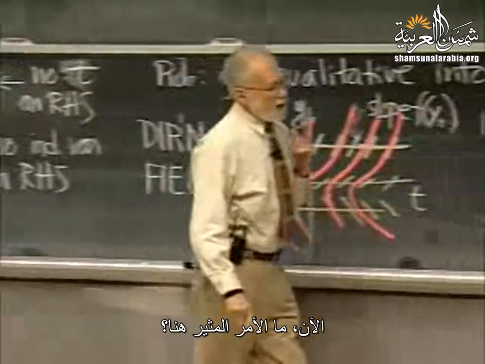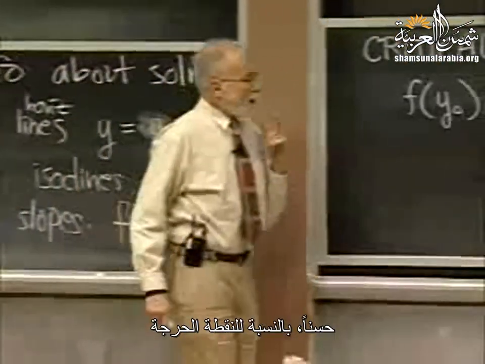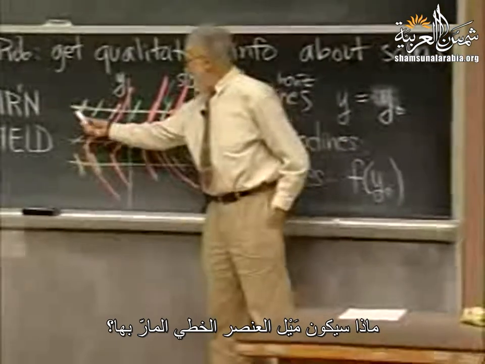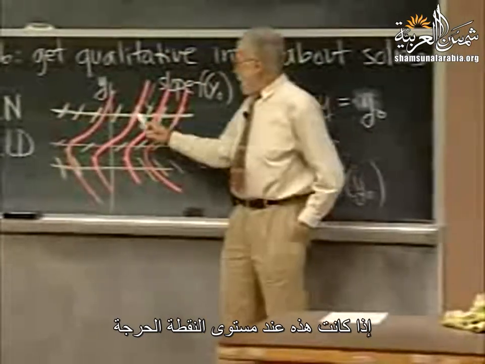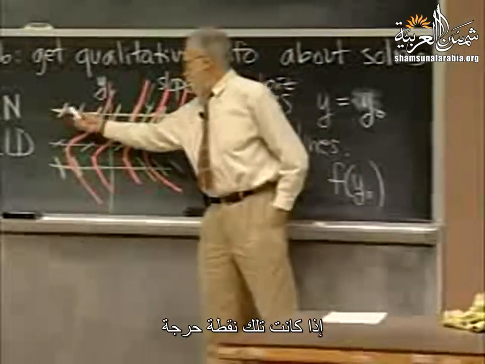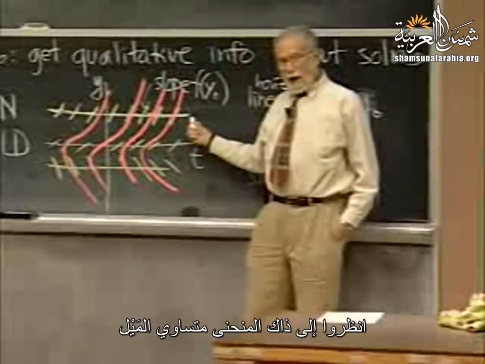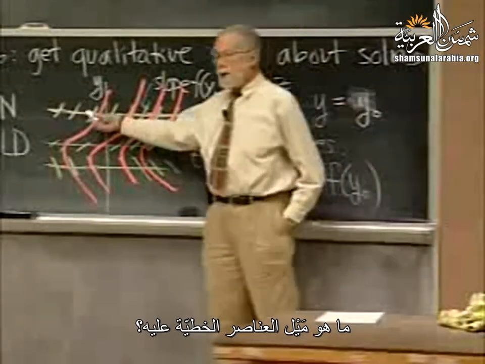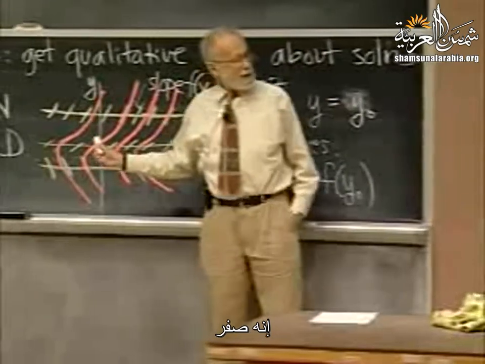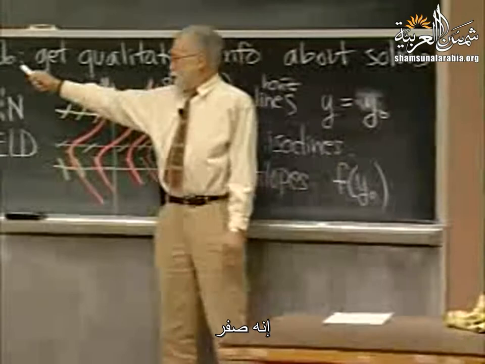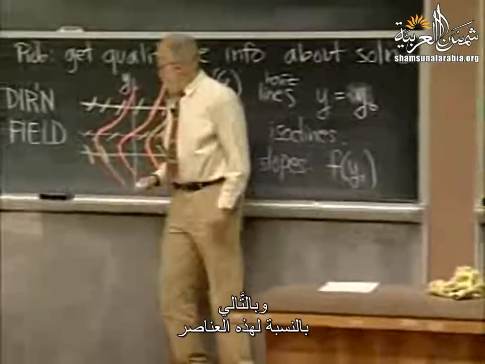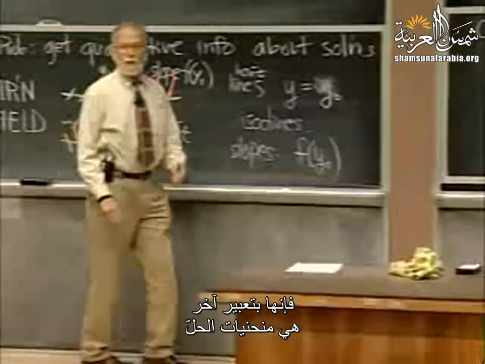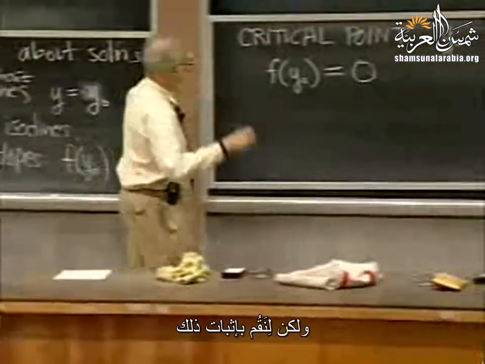Now, what's interesting about them? Well, for a critical point, look at that isocline. What is the slope of the line elements along it? It is 0. And therefore, these are, in other words, solution curves. But let's prove it formally.